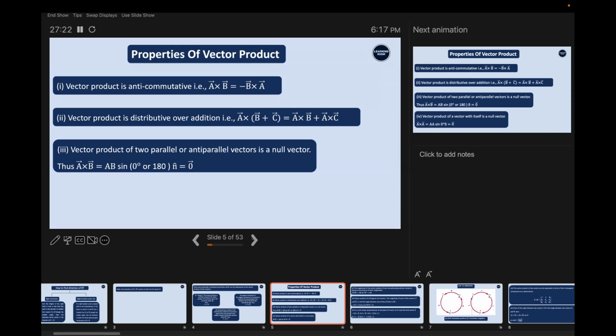For parallel vectors, what is going to be the angle between them? Zero. If two vectors are antiparallel, the angle between them is 180 degrees. If you see the trigonometric table, sine 0 is 0 and sine 180 is also 0. That is why A cross B is written as AB sine 0 or sine 180 times n cap. Both of them are going to give you 0. So how do you write it? 0 with the bar on top.